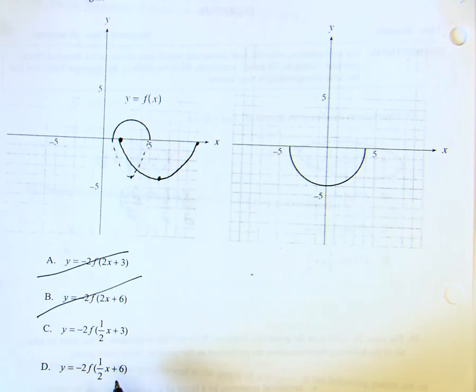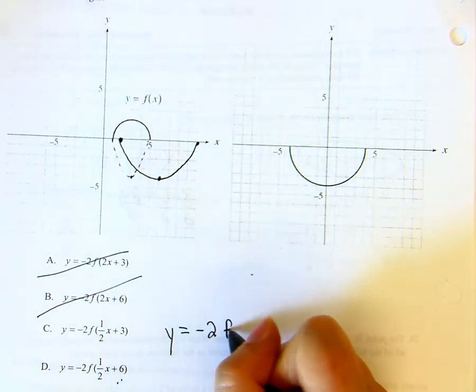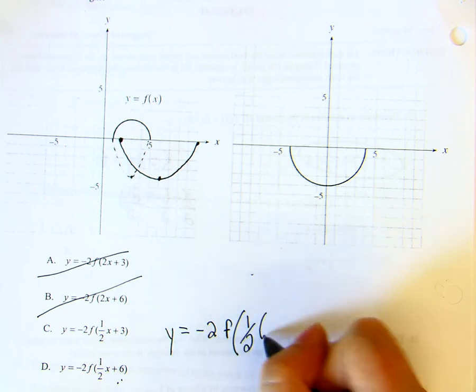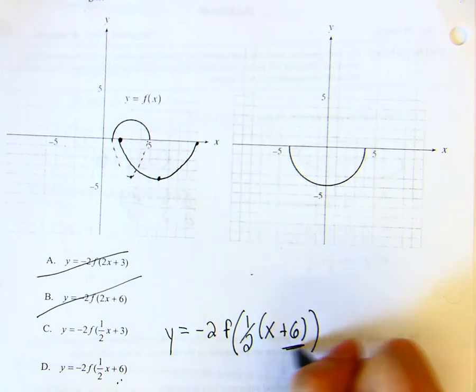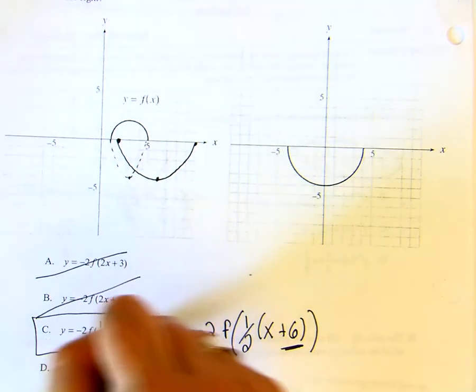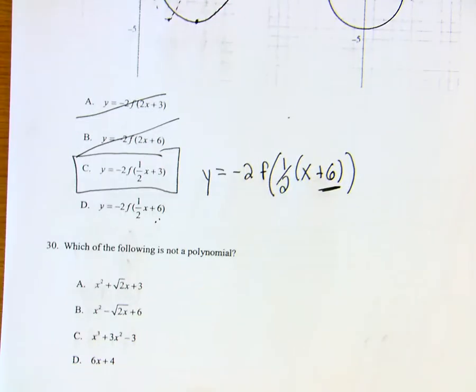That's not this one. These equations were not in the right form. If we set the stretch apart from the transformation, it was option C that was 6 units to the left. So C is the right answer. Tricky question there. 63% of the population got that right.